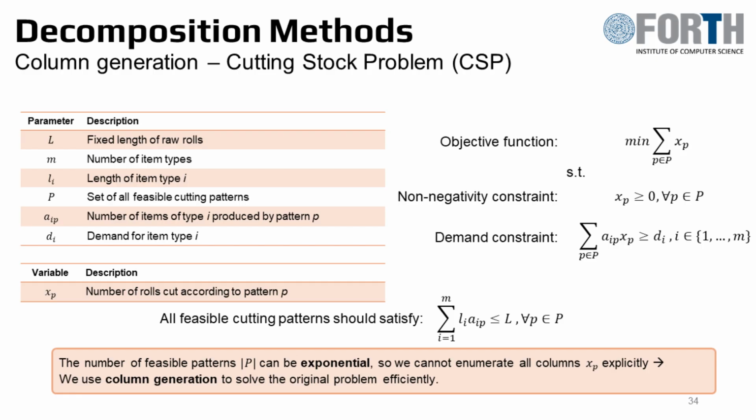We define the following parameters. L is the fixed length of each raw roll. M is the number of item types. Li is the length of item type i. P is the set of all feasible cutting patterns. Aip is the number of items of type i produced by pattern p. Di is the demand for item type i. The decision variable is Xp, which represents the number of rolls cut according to pattern p.